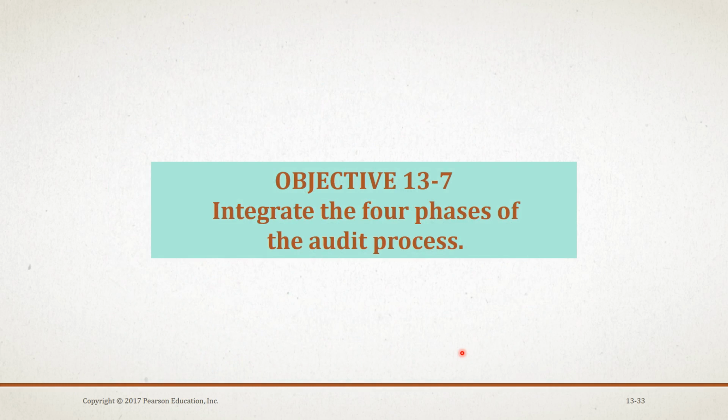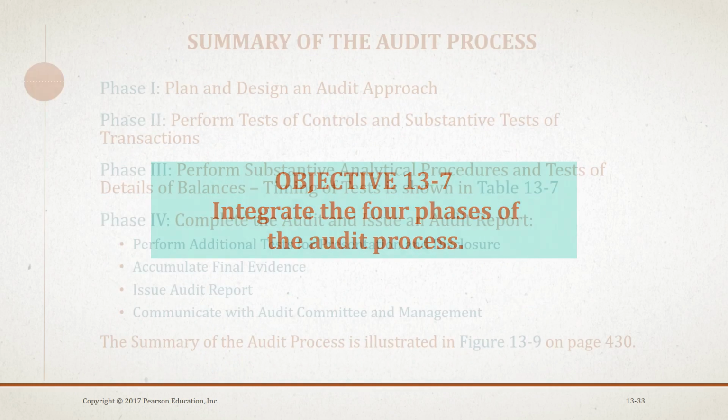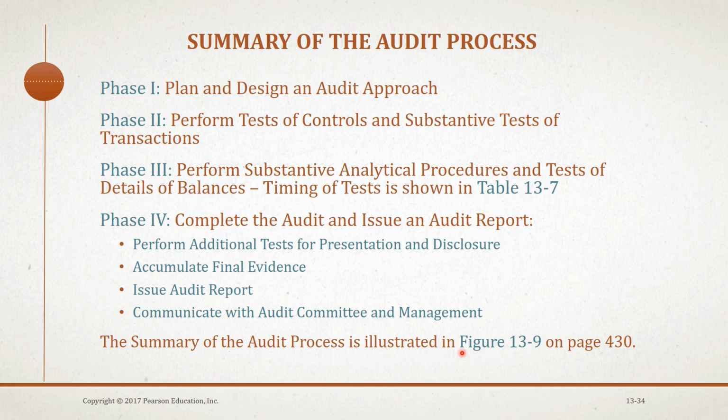Objective 7. Integrate the 4 phases of the audit process. So as a summary, as we just saw before, you have 4 phases. Planning and designing the audit approach, perform test of controls and substantive tests of transactions, perform substantive analytical procedures and tests of details of balances. Phase 4, complete the audit and issue an audit report, where you're performing additional tests for presentation and disclosure, accumulating evidence, issuing the report, and communicating with the audit committee.